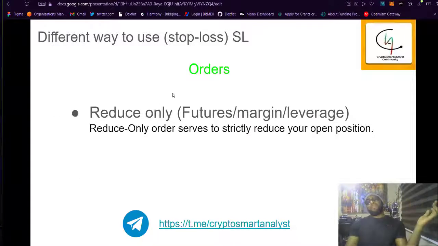Next we have reduce only. What is the effect of a reduce only order? When you place an order, reduce only restricts you from posting an order that is going to increase your existing position. I hope you know what an order is. So that is what reduce only does: it prevents you from posting more than what you already have, from adding more to your problem. That's it.